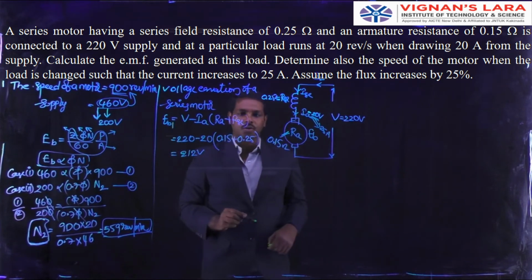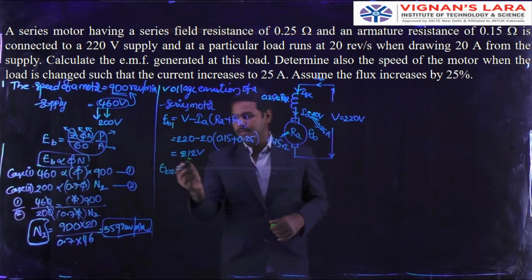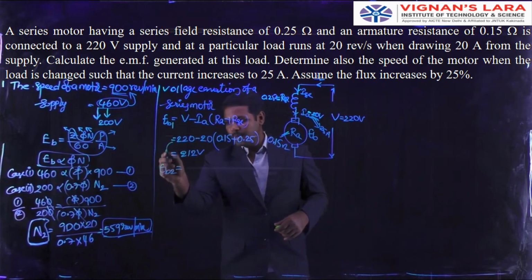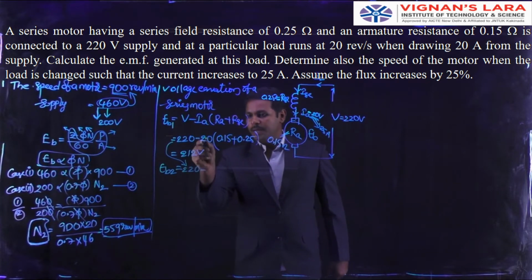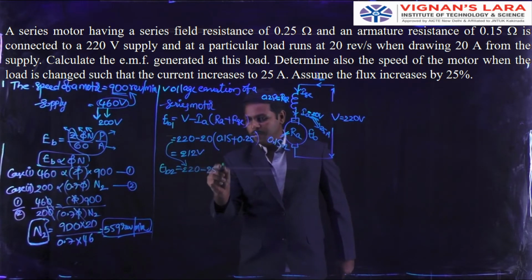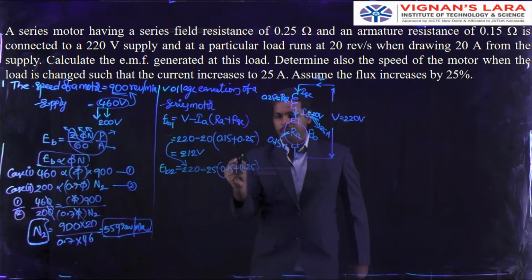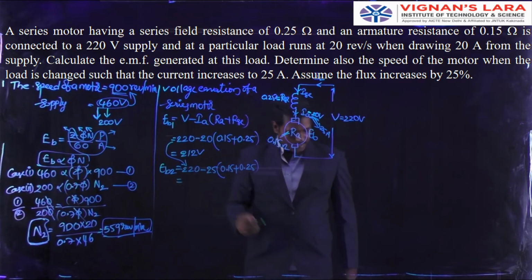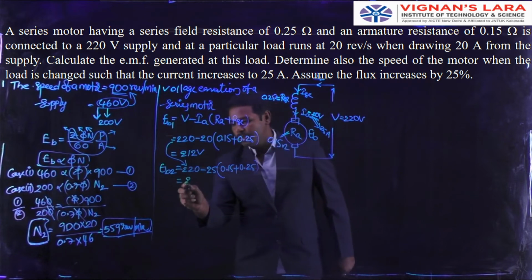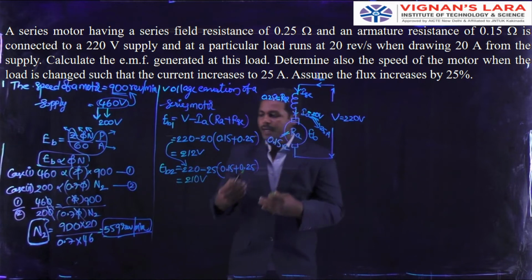This is EB1, and the second case is EB2. The corresponding armature current is increased to 25 amperes. The same equation and parameters are substituted: 220 minus 25 into 0.15 plus 0.25. Simplifying the equation, we get 210 volts. Then we can find the speed of the motor.